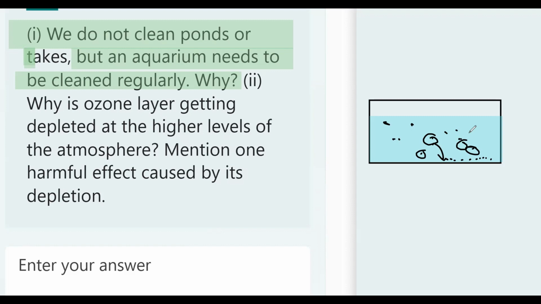It is self-sustained and a complete ecosystem due to the presence of decomposers. So we'll say that that's the reason, but an aquarium does not have such things.